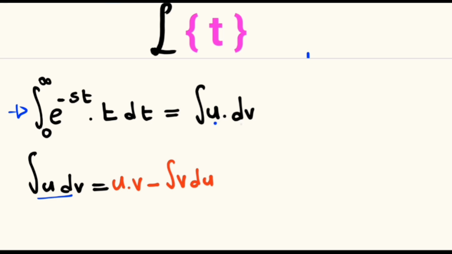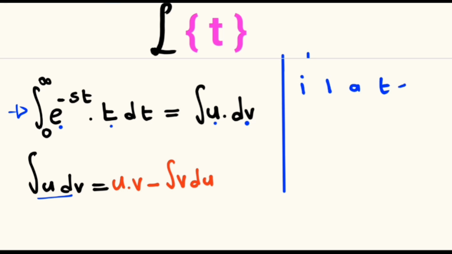So between the u and the dv, one of the functions is equal to e raised to the power -st, and the other function is equal to t, and we deploy the Euler rule to help us determine which function will be equal to u and which one will be equal to dv.